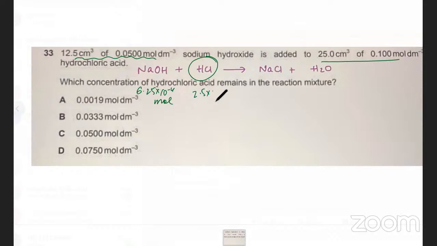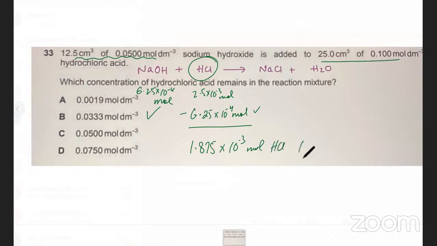So who's in excess? It's 1:1, right? So HCl is in excess. 6.25 will react with 6.25, right? So how much HCl is left at the end of the reaction? You added 2.5 into 10 to the minus 3, but only 6.25 reacts. So how much is left? 1.875 into 10 raised to the power minus 3. So that's the moles of HCl that are left, right?